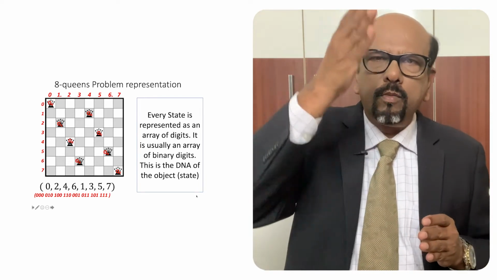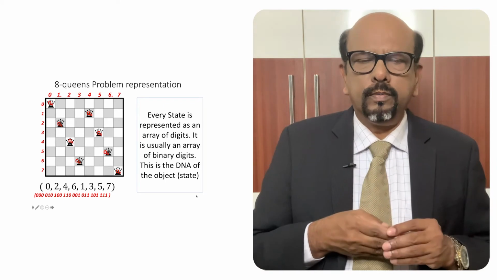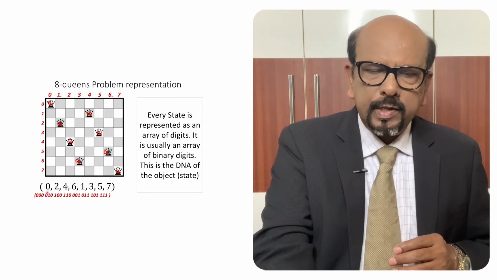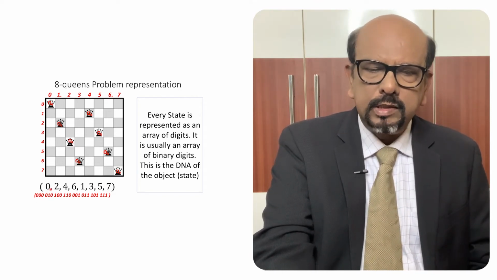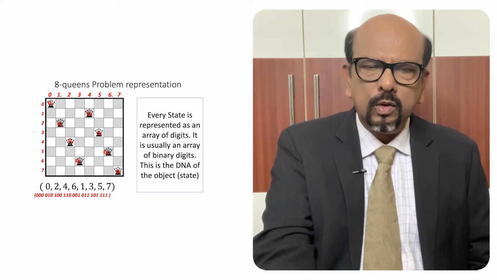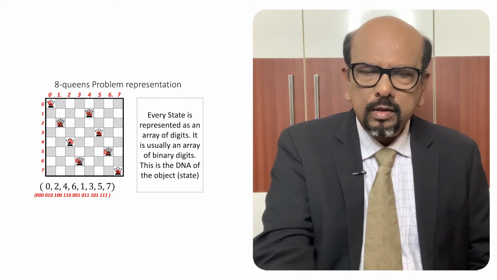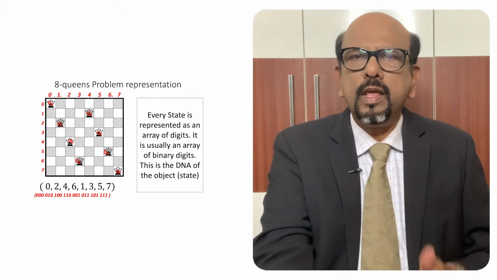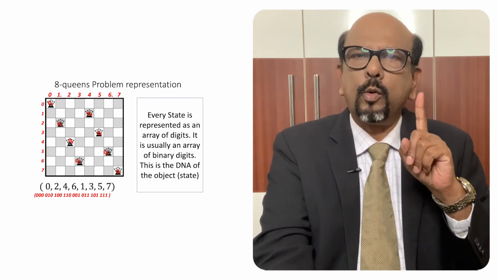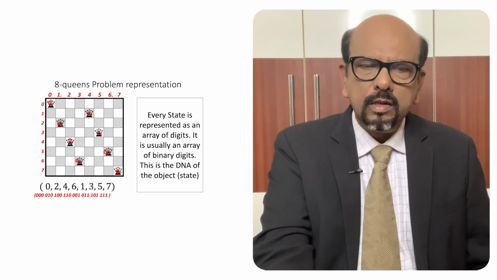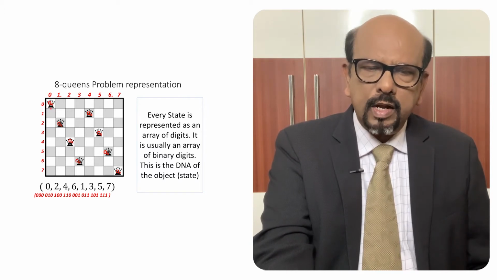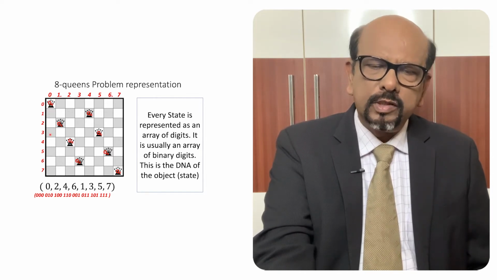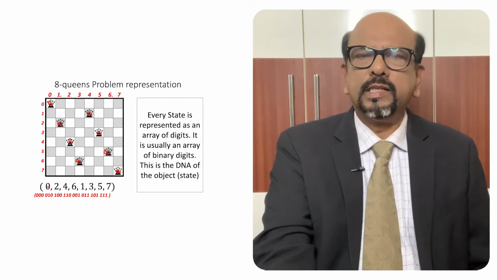Where is the 0th column queen positioned? In the 0th row. That is why we represent this state using this sequence. This is queen 1, this is queen 2. Queen 2 is the queen positioned in column 2. In each column, we position one queen. The 0th queen can be positioned in any row from 0 to 7, but we have positioned it in 0.